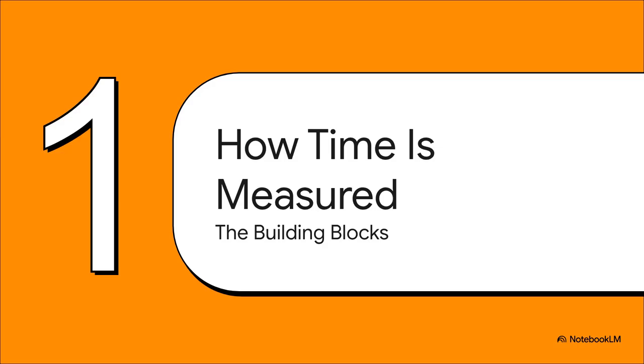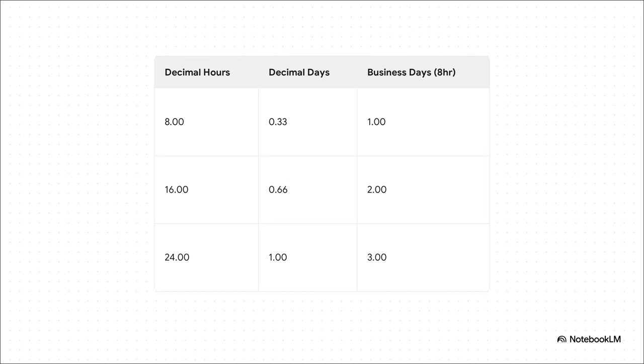Okay, first things first. Before we can even touch all the fancy reports, we have to get our heads around the absolute basics. How does this app actually measure time? Because it's not always as straightforward as you'd think. So check this out. This table really gets to the heart of a super important point. In this app, a day doesn't automatically mean 24 hours. No, you can actually set it up to match your team's real workday.